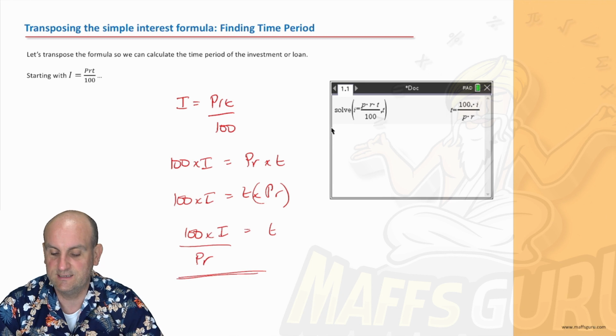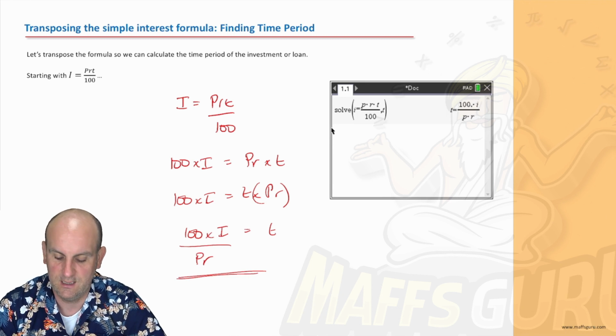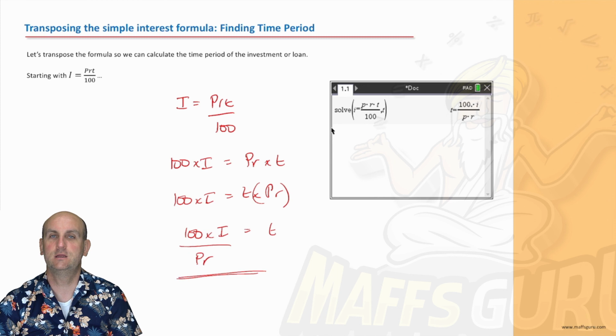Is that what my calculator came up with? 100 times I divided by PR. I should go. Thank you very much. See how this is all working?